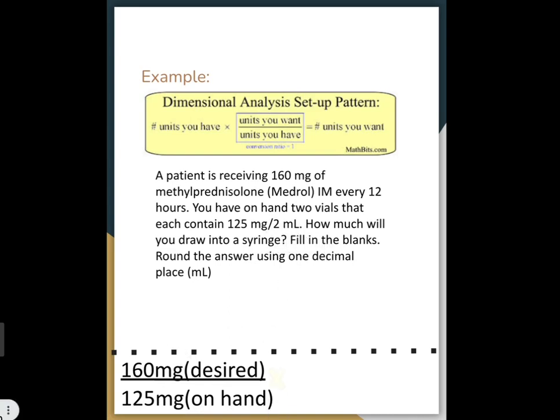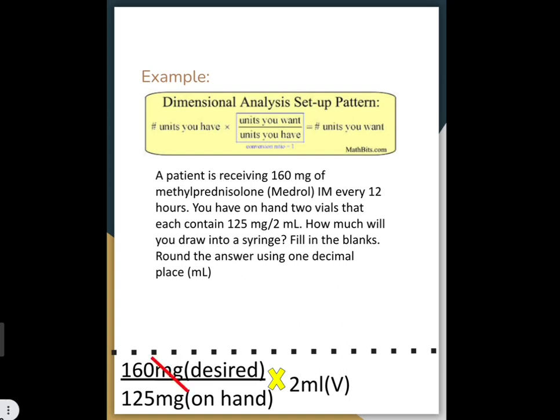When you see 125 milligrams on hand this way and they give you per the volume, then you know that means times 2 mils. 125 milligrams per 2 mils is the same thing as 2 mils per 125 milligrams. So you can set it up both ways. The question is, how much are you going to draw into the syringe?